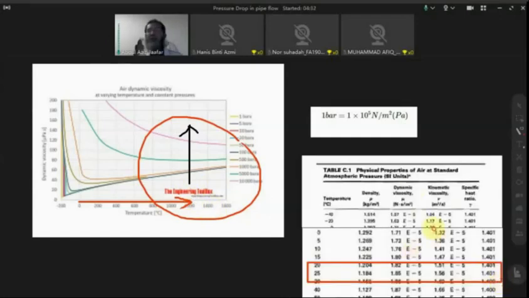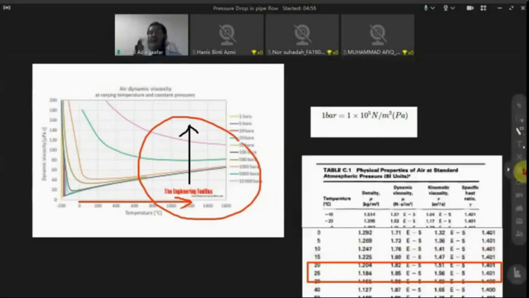Now we look at the variation of the air properties on tabulated data. So you can also obtain the values of the dynamic viscosity from the appendix of the books or from the fluid property data.